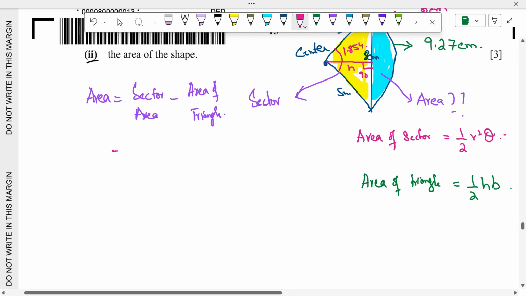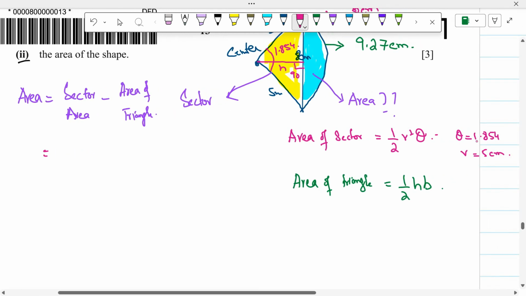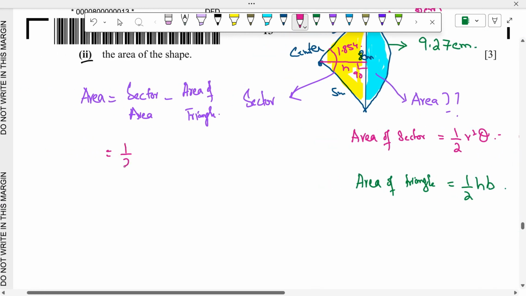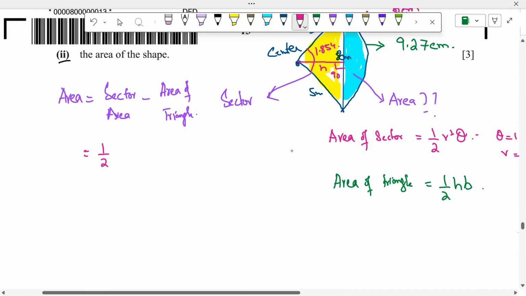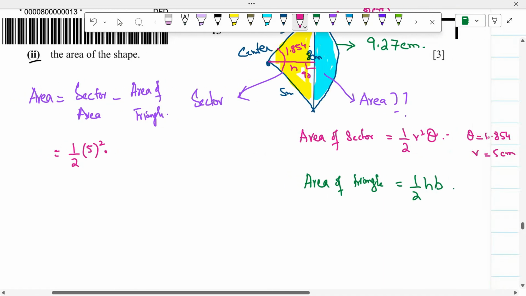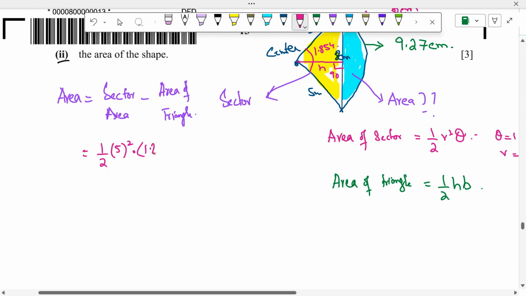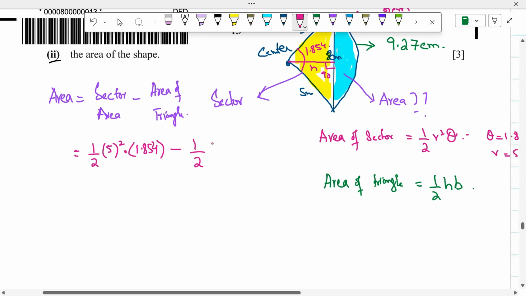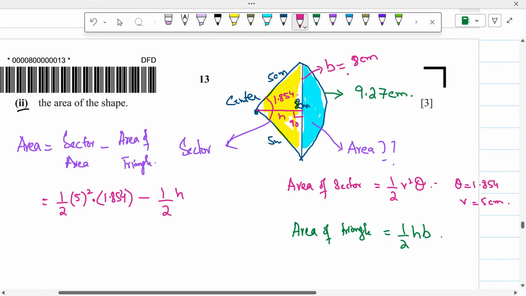So the area of the sector is equal to 1/2 times radius squared, which is 5 centimeters squared, times theta, which is 1.854, minus 1/2 height times base. The base is already 8 centimeters.